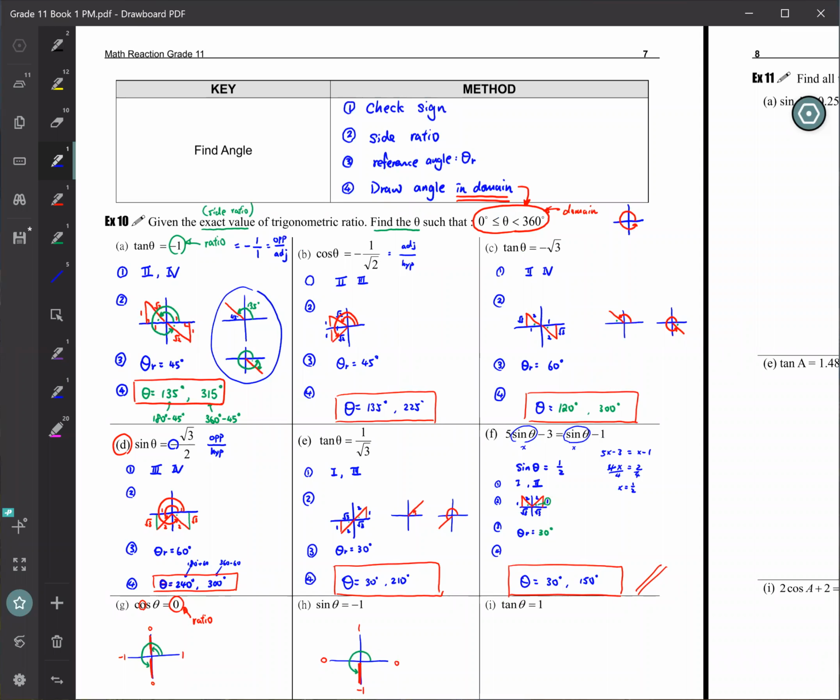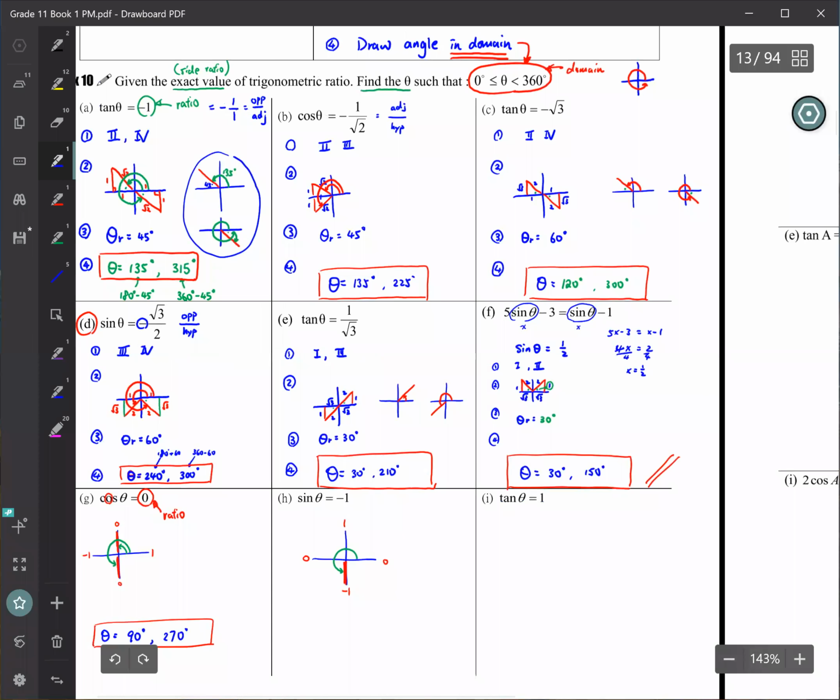Step 1 is check sign. So which quadrant? I would be first and third. Yeah, okay. So sometimes it's on the axis, sometimes it's not on the axis. If it's not on the axis, you do the 4 steps. If it's on the axis, then it's easy, okay? You look at the picture. Okay, quadrant 1 and 3.